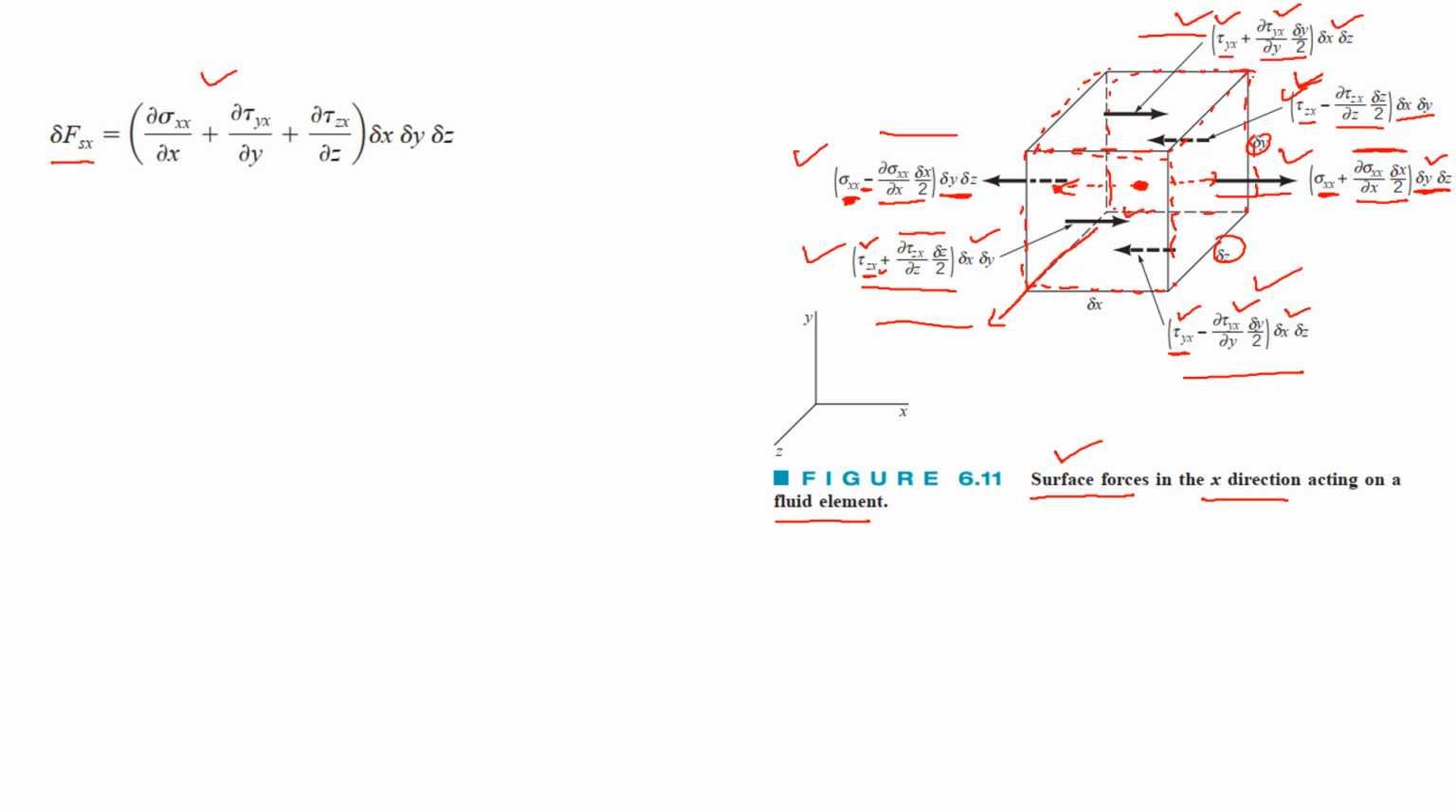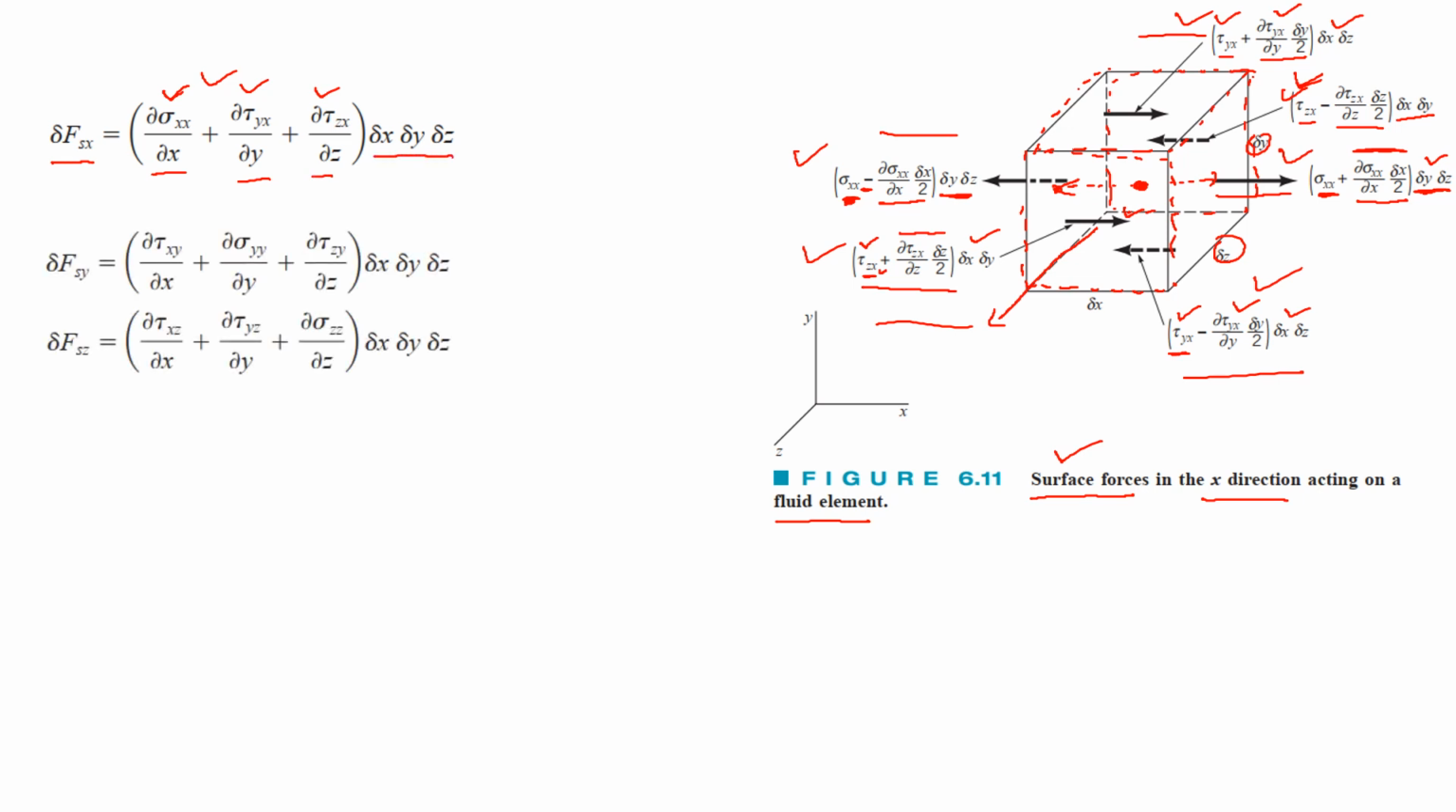So this is the partial change in the normal stress in the x direction with respect to x, partial change in the shear stress with respect to y, partial change in the shear stress with respect to z, multiplied by the volume. And these are the surface forces along the y and z axes. So these are the surface forces along the x, y, z axes.